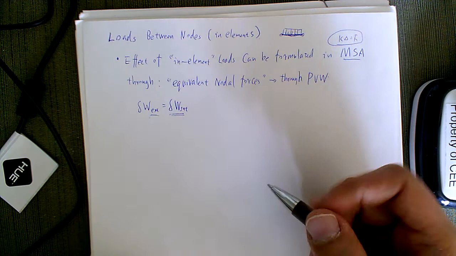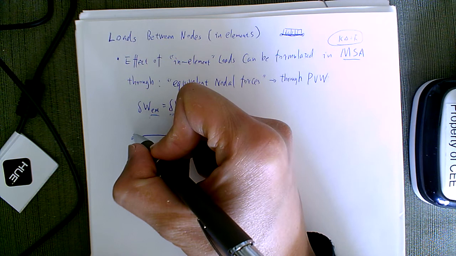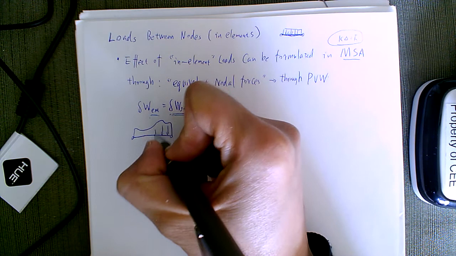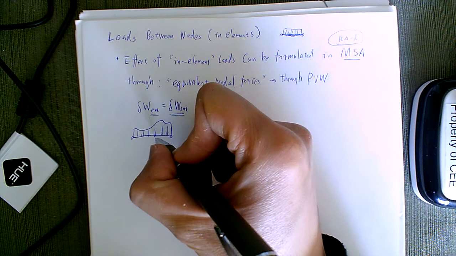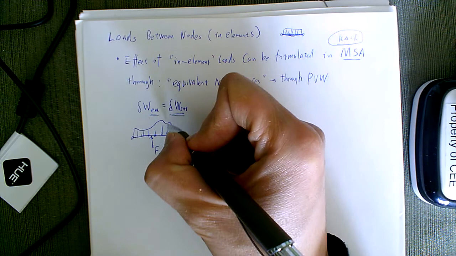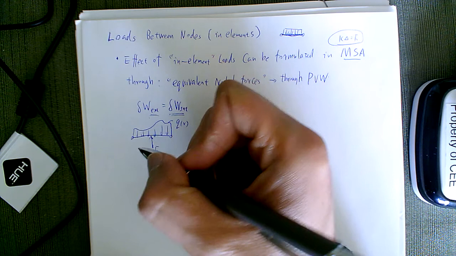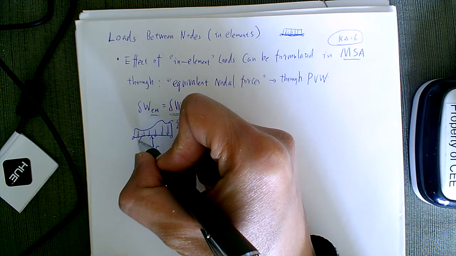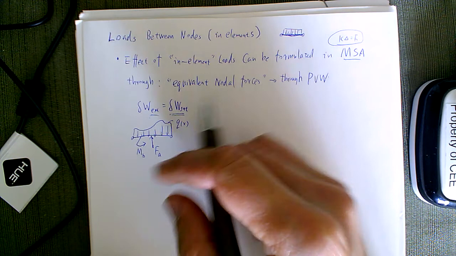So let's use the beam as an example. Say you have a beam element, and then you have a more general distributed load, QX, and if that's not enough, you have some concentrated forces in between, let's say FA at point A. And then you also have a concentrated moment, let's say MB at point B. I don't know why they do that, but this is like the worst case. So how do you handle that?